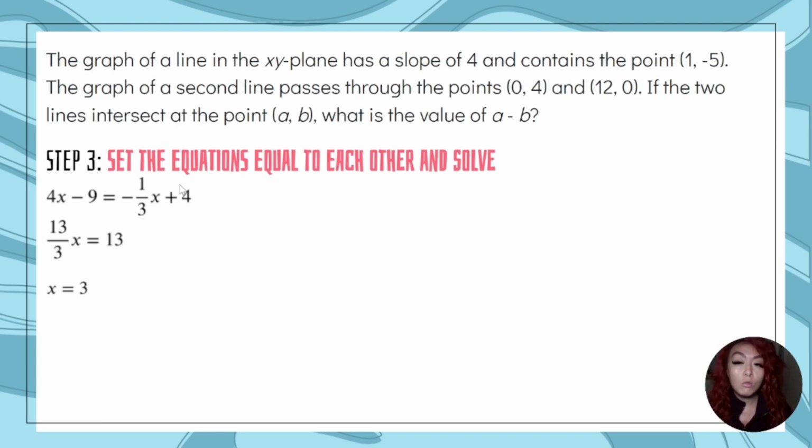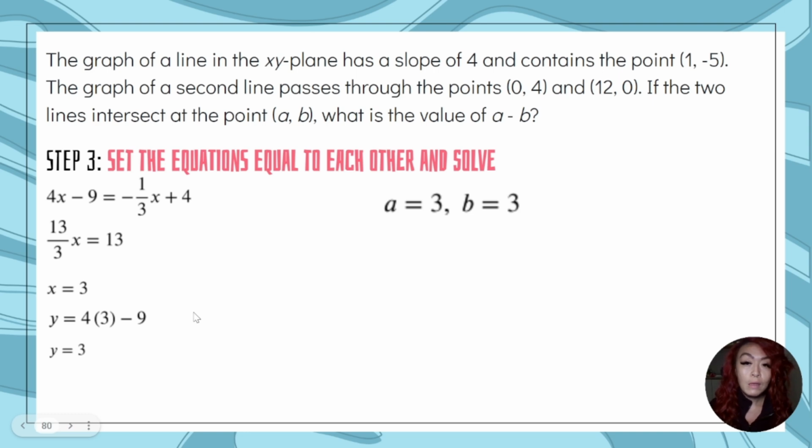So you'll choose either of the two equations and substitute 3 for x. Right, I chose the first one, but for the second one, you'll get the same answer. So substituting 3 for x, we get y equals 4 times 3 minus 9, so y is equal to 3. So that means a is equal to 3 and b is equal to 3. They want us to find the value of a minus b, so we'll just substitute in. a minus b equals 3 minus 3, which is 0.